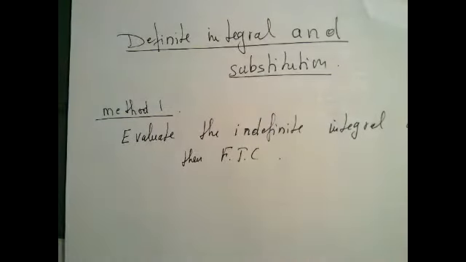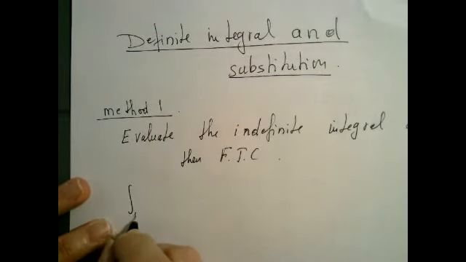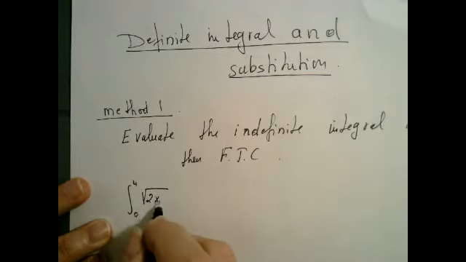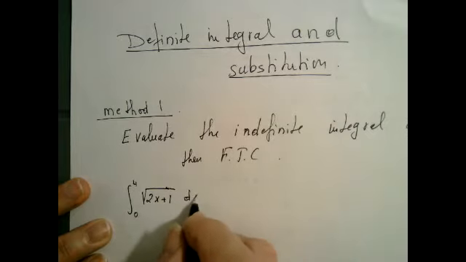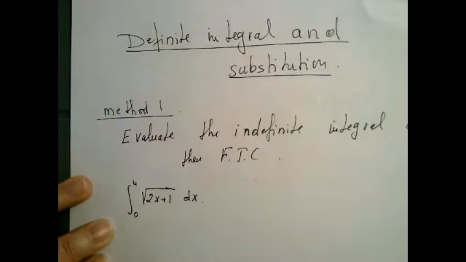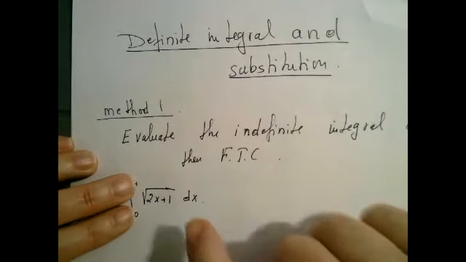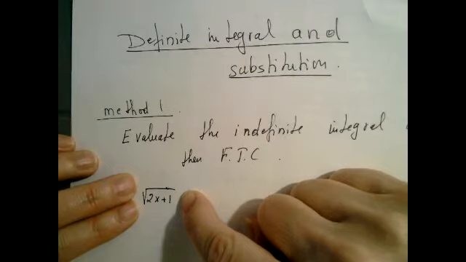I'll start with a fairly simple example. Suppose I tell you: evaluate the integral from 0 to 4 of the square root of 2x plus 1 dx. I want to evaluate this. The bottom line is that I need to find the antiderivative of this function. The only way to find its antiderivative is by substitution. There is no other way.